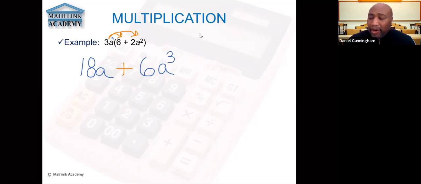Why is that my final answer? Because even though I have 2 terms, these terms are not alike, so I cannot combine them. This one just has a, this one has a cube. Those are not like terms. So that will be my final answer, 18a plus 6a cubed.